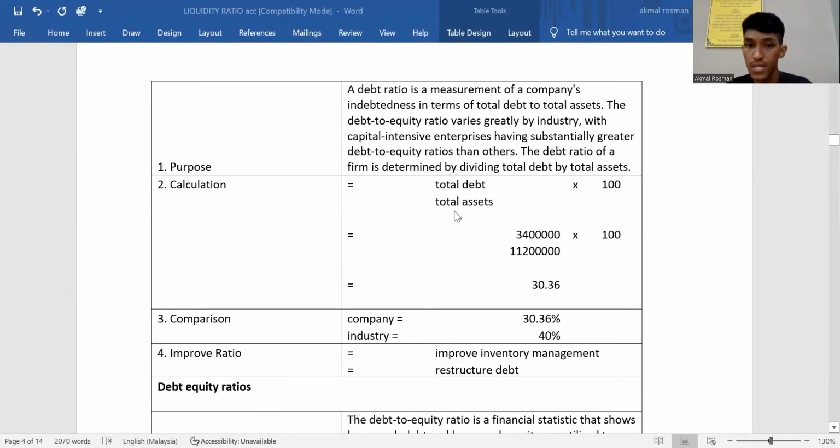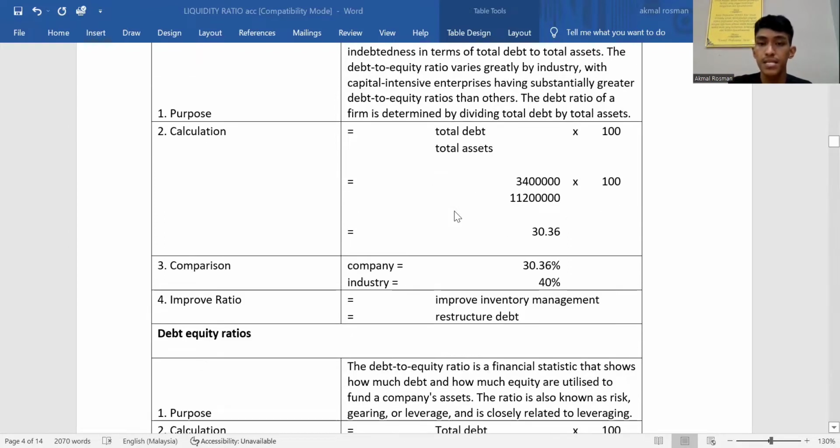So next is comparisons. Like you can see, the company gets 30.36% and industry got 40%. This shows the ratio; to improve, improve the inventory management, and secondly, restructure debt.